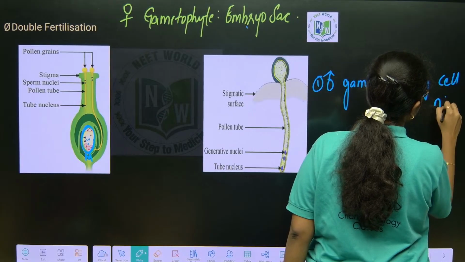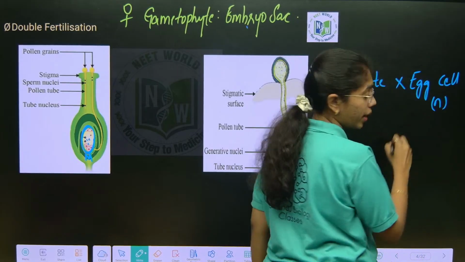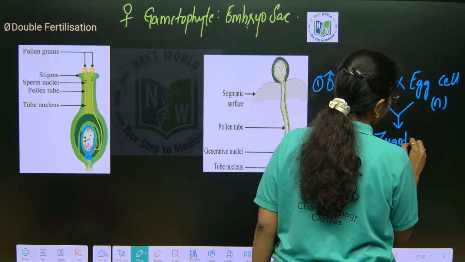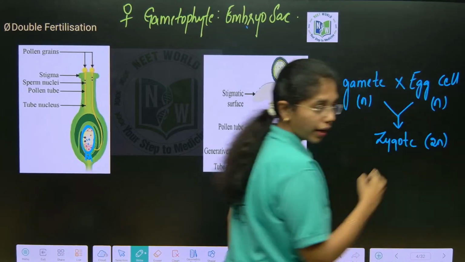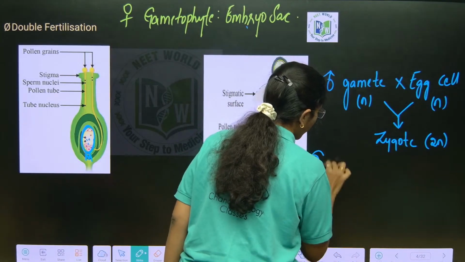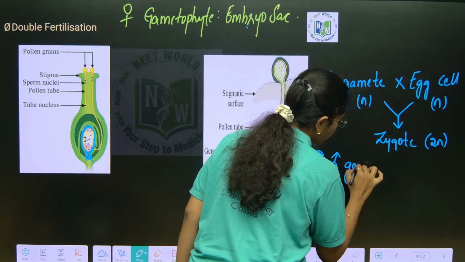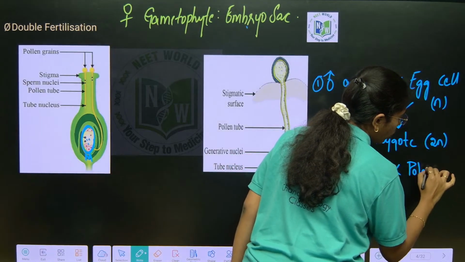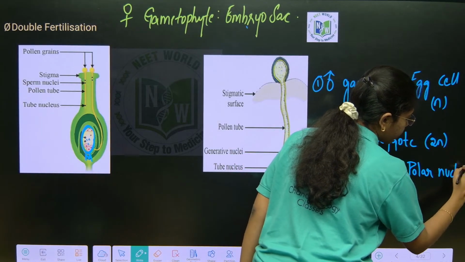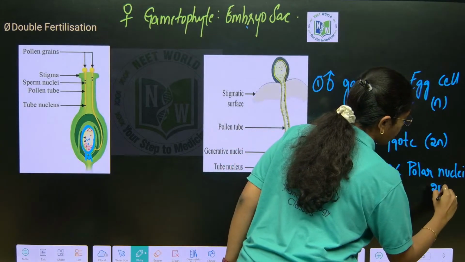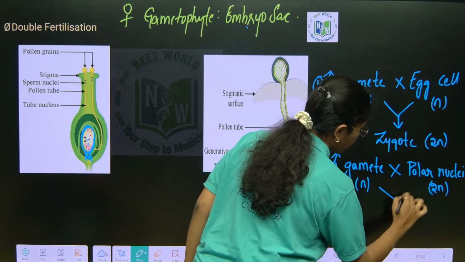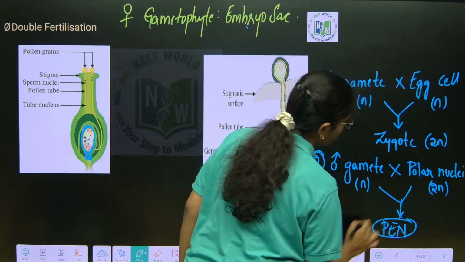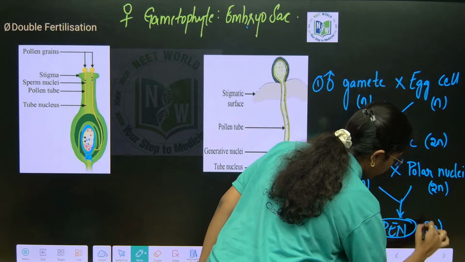The egg cell ploidy is haploid. The male gamete ploidy is haploid, so what will it produce? Zygote, which is diploid. Fine, right? Next, second, one more male gamete will fuse with the polar nuclei. The polar nuclei ploidy is what? Diploid. Okay, the central cell ploidy is diploid. The male gamete ploidy is haploid, which will result in the formation of the primary endospermic nucleus, whose ploidy is triploid.